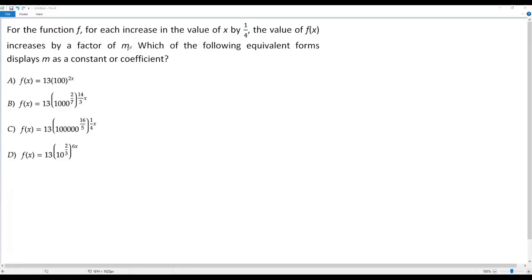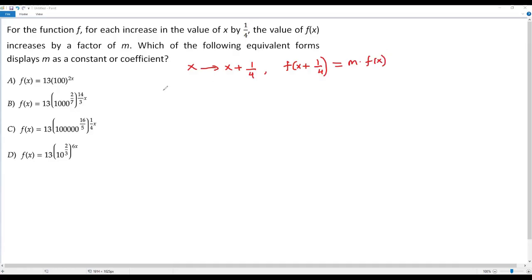For the function f, for each increase in the value of x by 1/4, the value of f of x increases by a factor of m. Which of the following equivalent forms displays m as a constant or coefficient? According to the information we have, we increase the value of x by 1/4. That is, x becomes x plus 1/4. Now let me plug in this x plus 1/4 for x. Then I'm getting f of x plus 1/4. When x is increased by 1/4, the information says f of x increases by a factor of m. That is m times f of x.